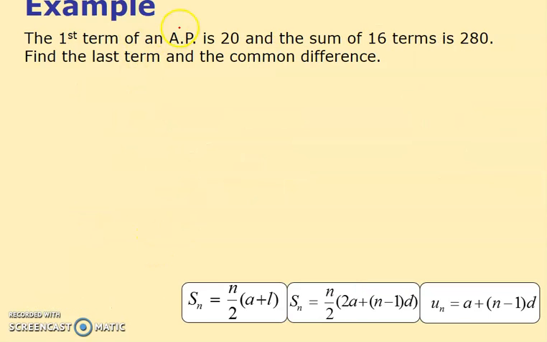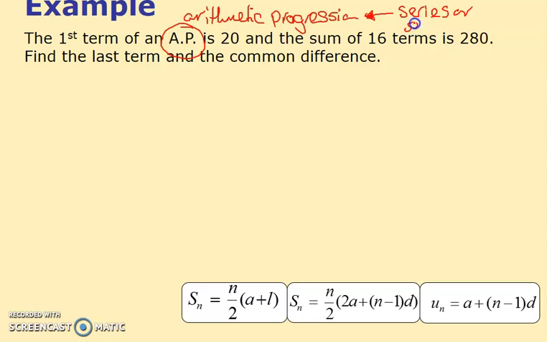The first term of an AP, notice this is an abbreviation for arithmetic progression. And I talked just now about the fact that sometimes it's called sequences and sometimes it's called series. I would say an arithmetic progression is an easy way to say it could be a series or a sequence. So again, it's just a third way of saying the same thing. So I wouldn't worry about that at all. The first term anyway, it says is 20.